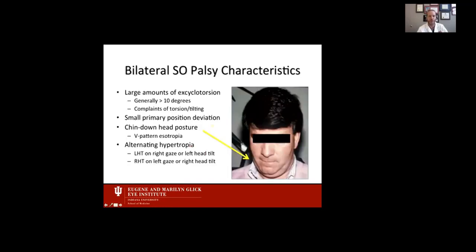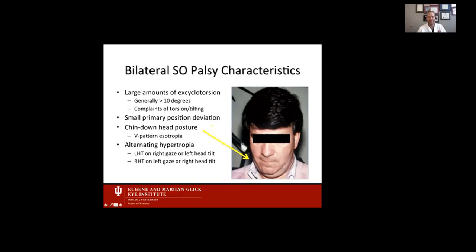Now, this gentleman we looked at before, again, these are the hallmarks of bilateral palsies. He's got this chin down posture. Why do they get that? That's because they typically have this V pattern esotropia. So they are trying to spread their eyes apart by dropping their chin down and bringing the eyes out.